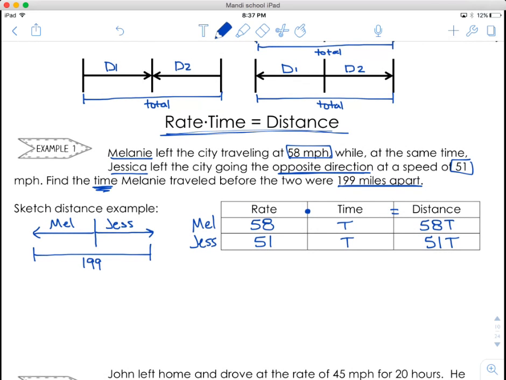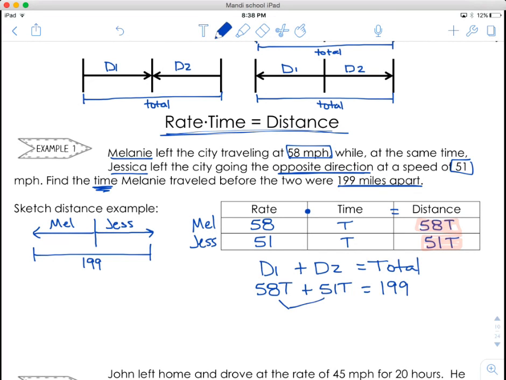So according to this example right here, distance 1 plus distance 2 equals the total distance. Well, distance 1, we'll call that Melanie, is 58t. I got that information right here. Distance 2 is Jessica. She was 51t, so I got that information right here. And that equals the total distance of 199. Now this is just a regular equation that we can solve.